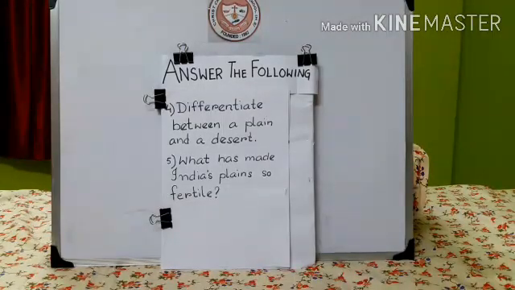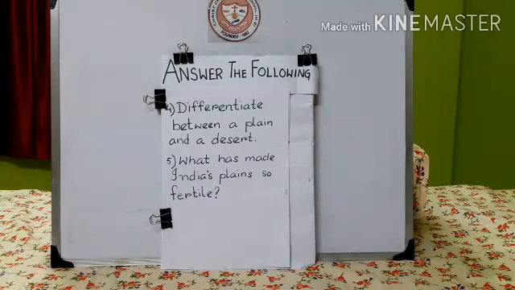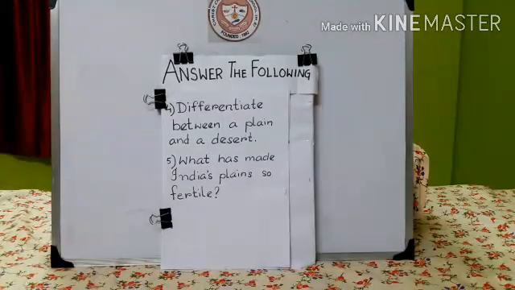The difference between a plain and a desert, they are just the opposite. A plain is receiving water from the rivers and from the rainfall. Okay, but a desert is not receiving water from the rain as there is not much rain throughout the year and there are no rivers at all. Okay, because it is a sandy plain and it is covered with sand, isn't it? So, a vast difference between a plain and a desert, which you have to write in your own words.